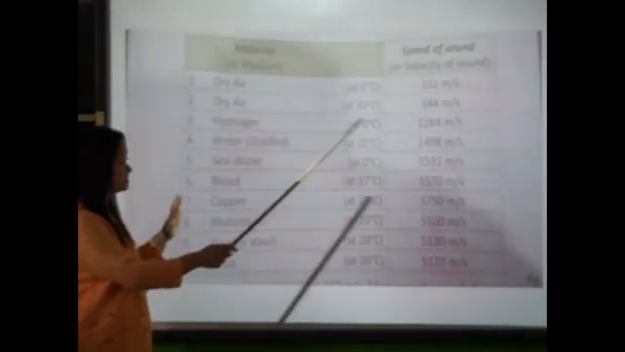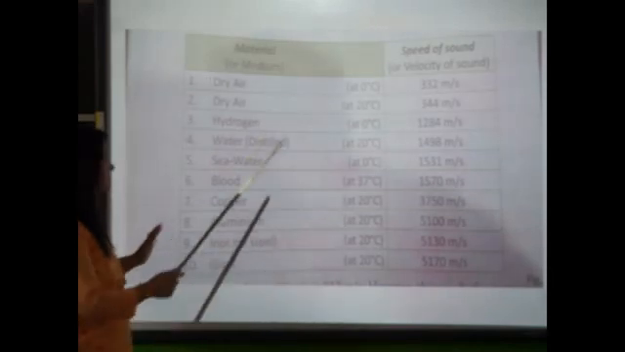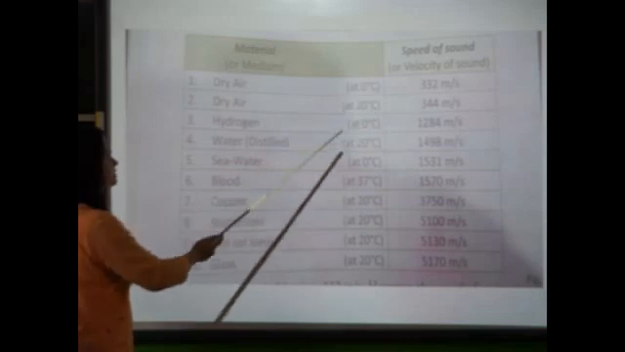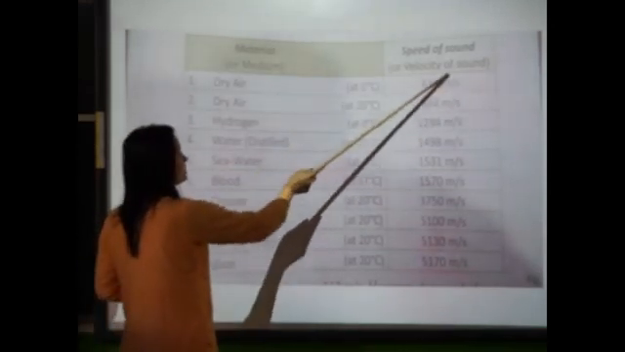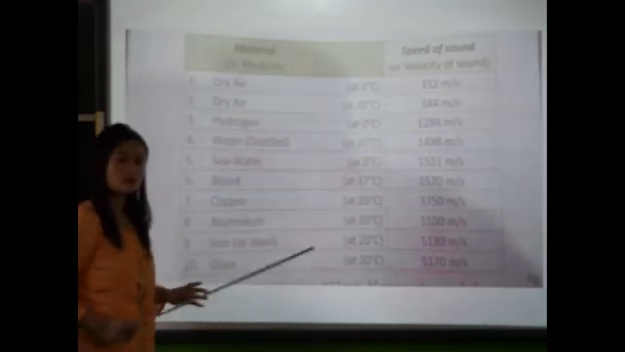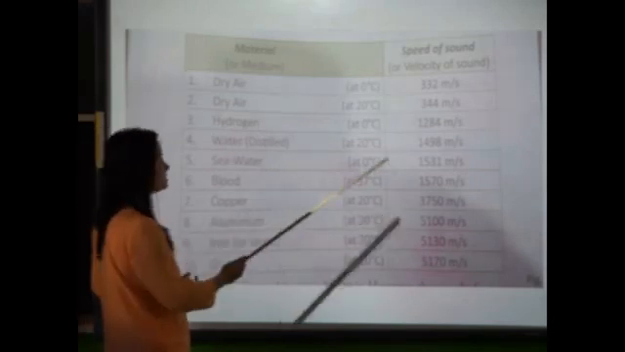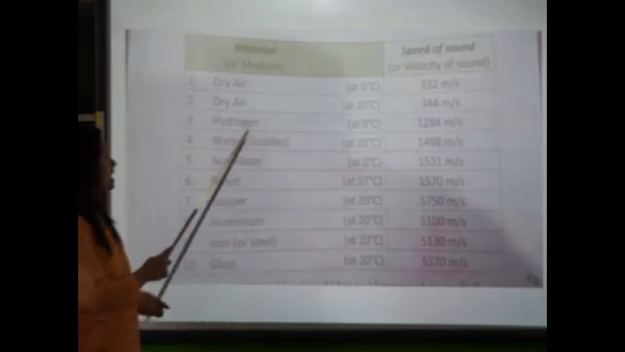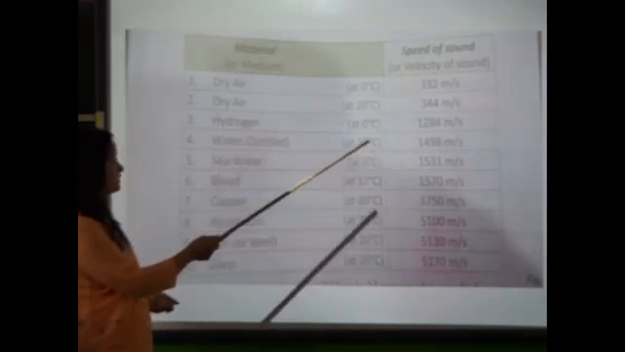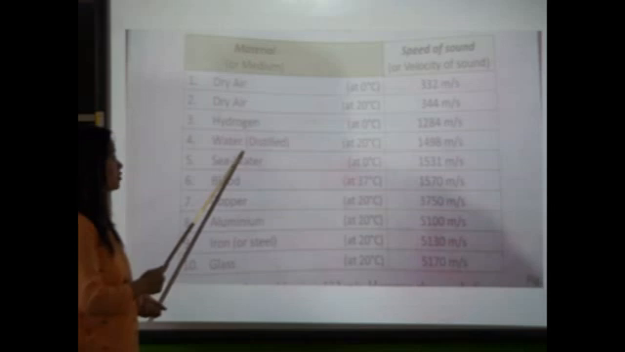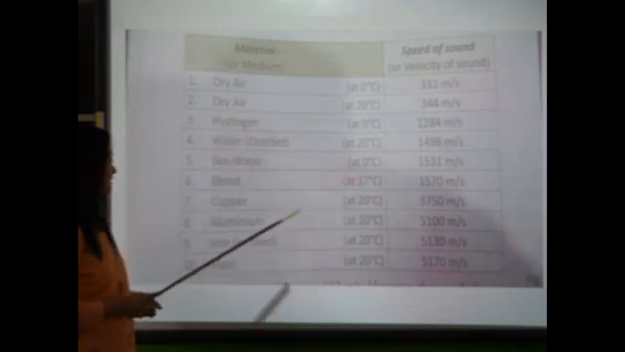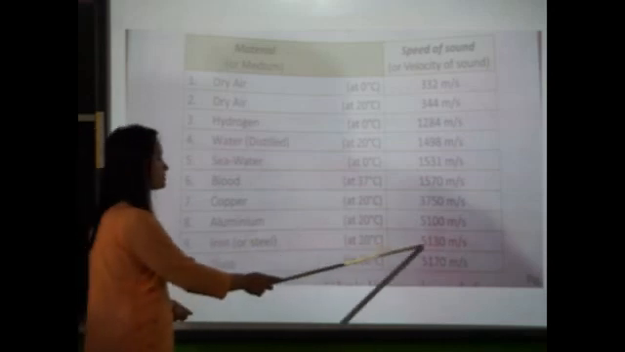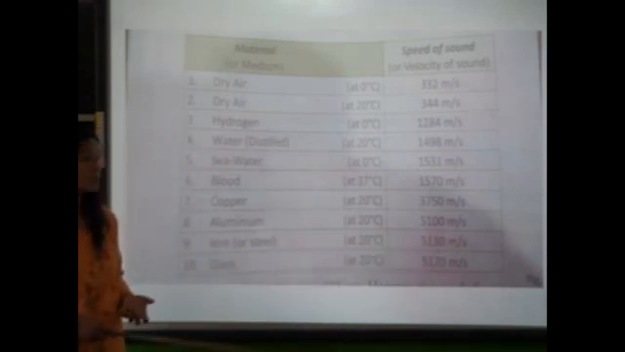Now, this is a chart to show the speed of sound. The speed of sound in dry air is 332 meters per second. Generally when we talk about the speed of sound, we take it to be 332 meters per second. Hydrogen 1284, that means it's a gas. Water 1498. Glass, it's 5170. Iron, it's 5130. So what is happening?